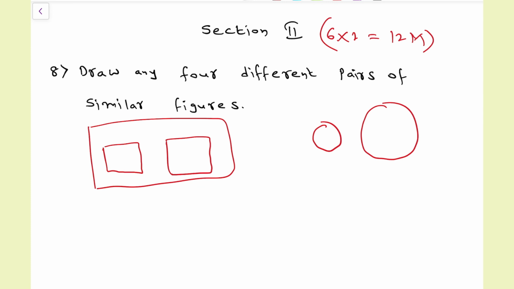Here if anyone's question is related to similar figures, you can draw any congruent figure. There is no problem at all, because every congruent figure is a similar figure only.